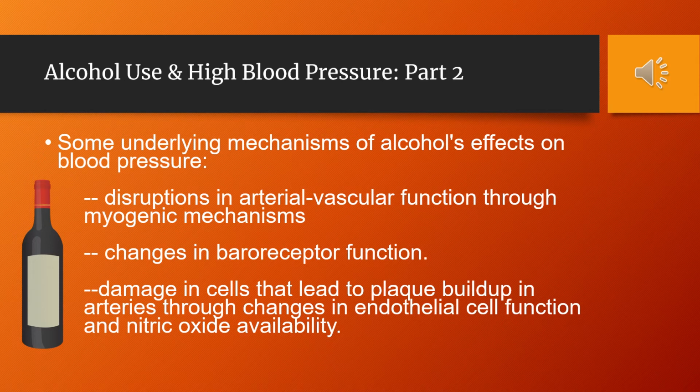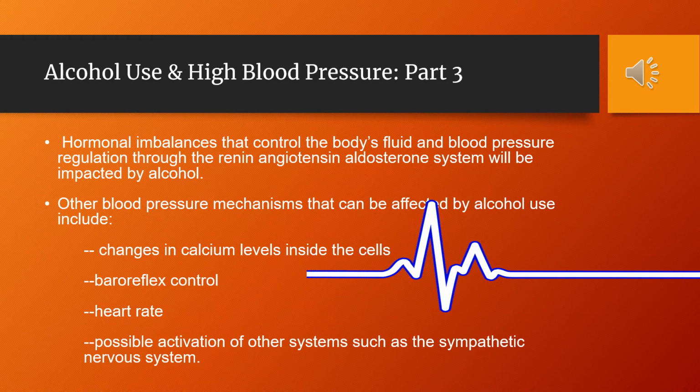There are many underlying mechanisms of alcohol's effect on blood pressure. It can include disruptions in the arteriovascular function through myogenic mechanisms and changes in baroreceptor function. It can also include damage in the cells that lead to plaque buildup in arteries through changes in endothelial cell function and nitric oxide availability. In addition, hormonal imbalances that control the body's fluid and blood pressure regulation will be impacted by alcohol. Other blood pressure mechanisms that can be affected by alcohol consumption include changes in calcium levels inside the cells, baroreflex control, heart rate, and the possible activations of other systems such as the sympathetic nervous system.